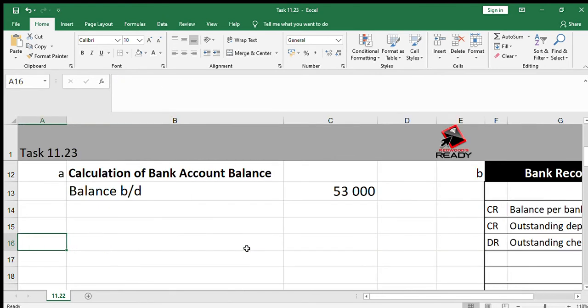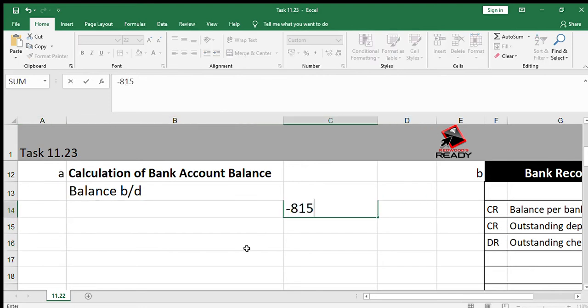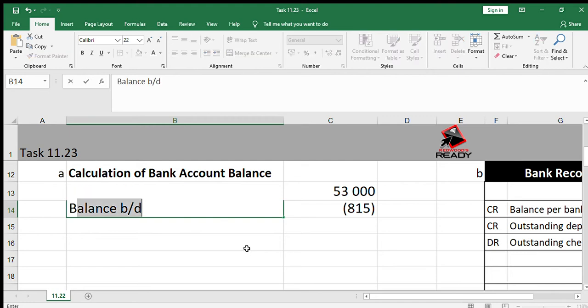Okay, then after comparing the September 20.9 cash journals, CRJ and CPJ, and the bank statement of AMA stores, the following differences were noted by the bookkeeper. Bank charges on bank statement but not in journal, 815. We're going to subtract that in our calculation because bank charges is obviously a payment that the business has to make to the bank.